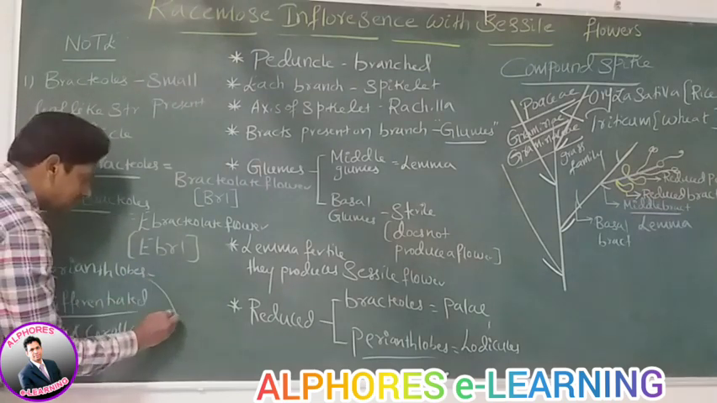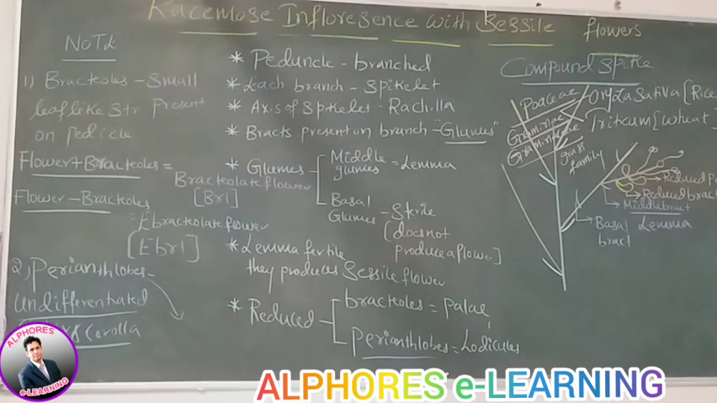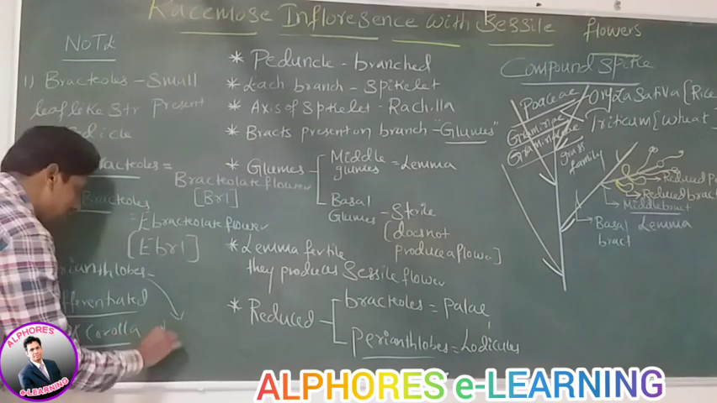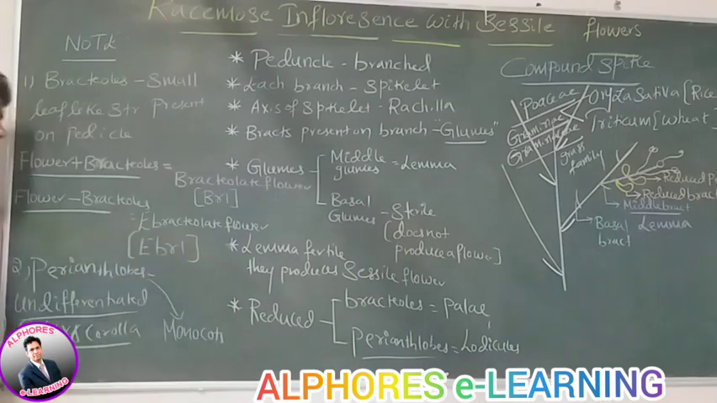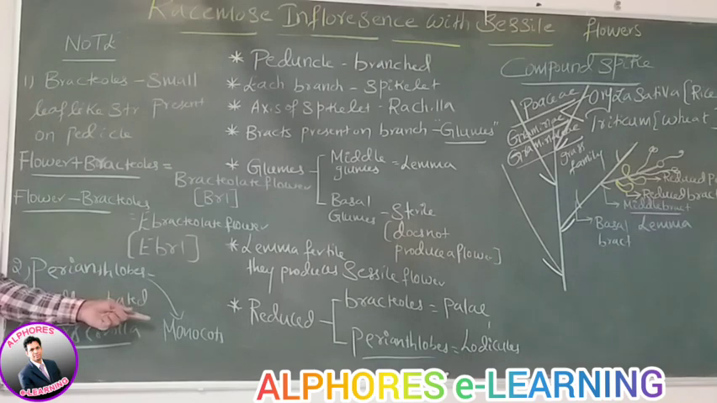These perianth lobes are present in monocots. Generally we use the word perianth lobes in the case of monocots. In monocots, calyx and corolla cannot be differentiated from one another, so we use a common word, perianth lobes, instead of calyx and corolla.